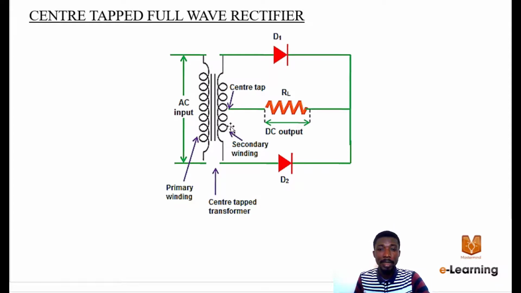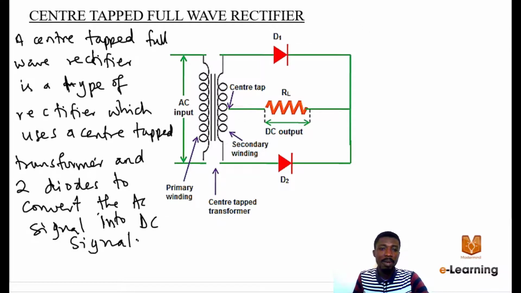This is the center tapped full wave rectifier. It has two diodes, one load or resistor, and a transformer. You have your AC input here and your DC output. Now we call it center tapped. You can see where the center tap is in the middle of the transformer. This is your primary winding, and then your secondary winding.